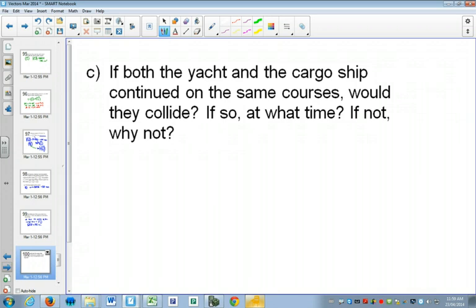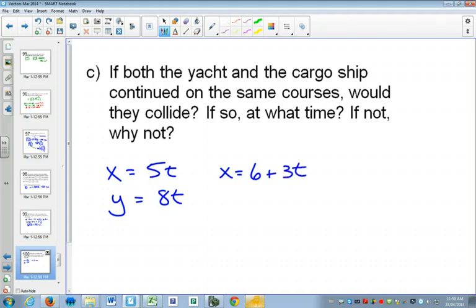All right, so let's set up our parametric equations. For our pleasure boat, we've got x is equal to 5t and y is equal to 8t. And for our cargo ship, we have x is equal to 6 plus 3t and y is equal to 3 plus 7t.